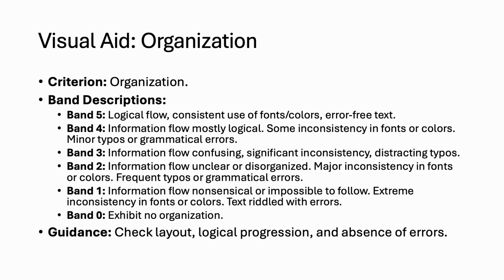Band 2, information flow unclear or disorganized, major inconsistency in fonts or colors, frequent typos or grammatical errors. Band 1, information flow nonsensical or impossible to follow, extreme inconsistency in fonts or colors, text riddled with errors. Band 0, exhibits no organization in the poster. Check for clarity in layout, logical progression of content, and absence of typos or grammatical errors.